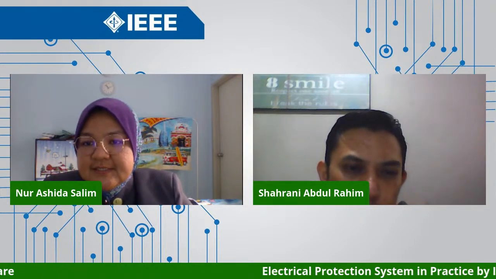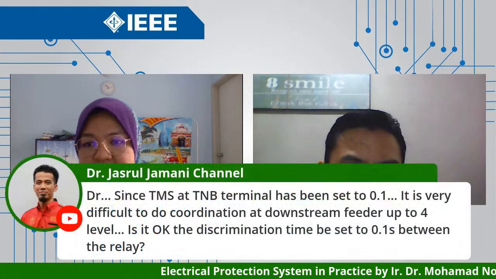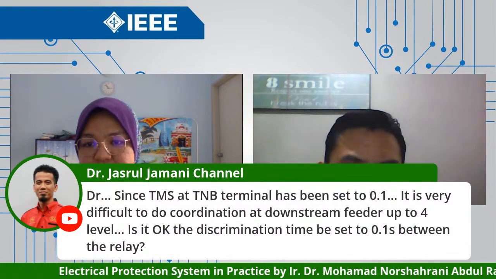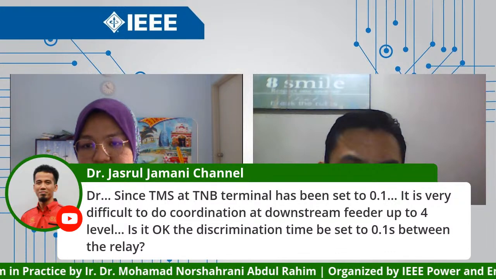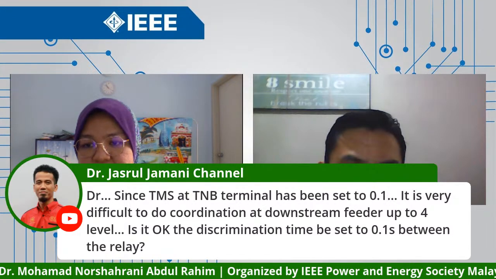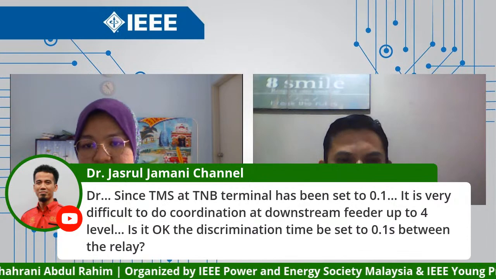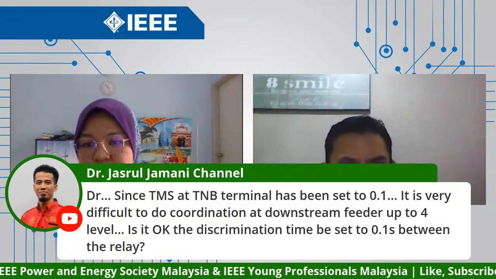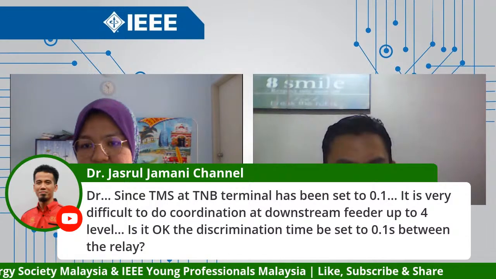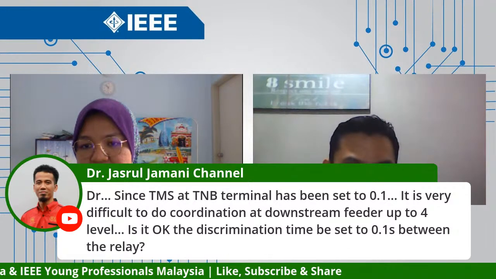Okay. So next one, Doctor, since TMS at TNB terminal has been set to 0.1, it is very difficult to do coordination at downstream feeder up to 4 levels. Is it okay for the discrimination time to be set to 0.1 second between the relays?